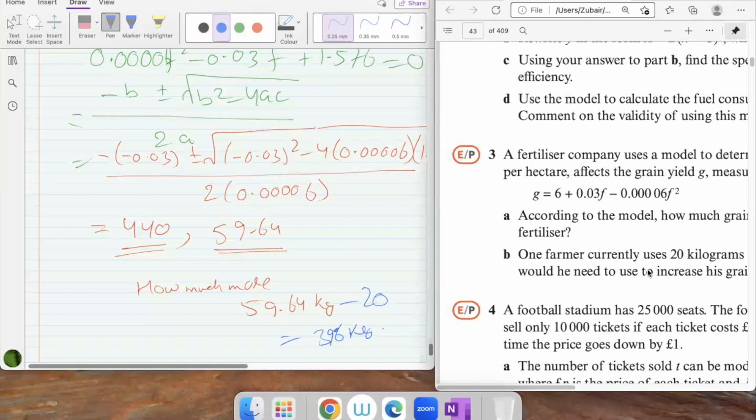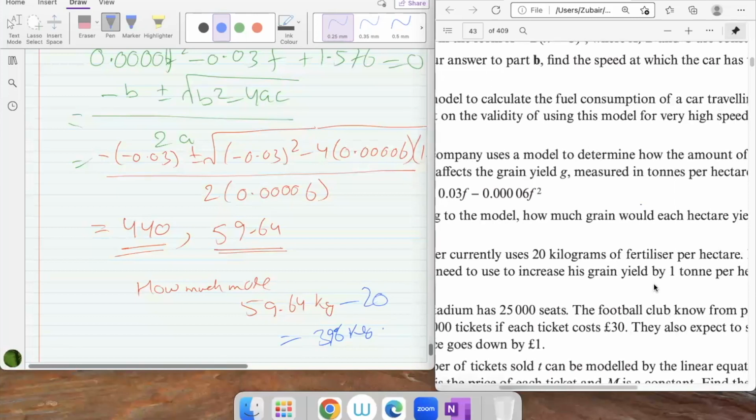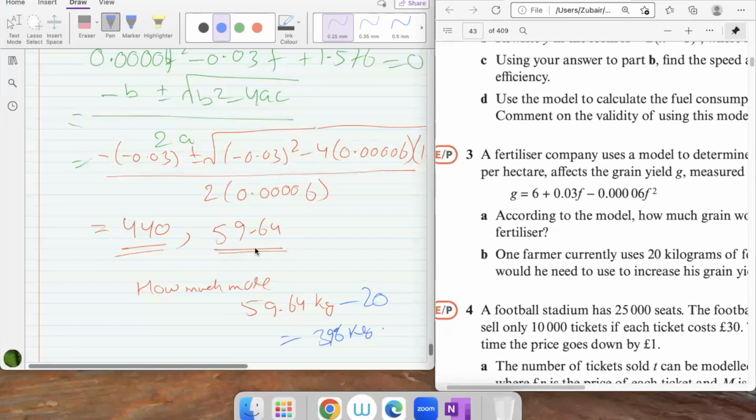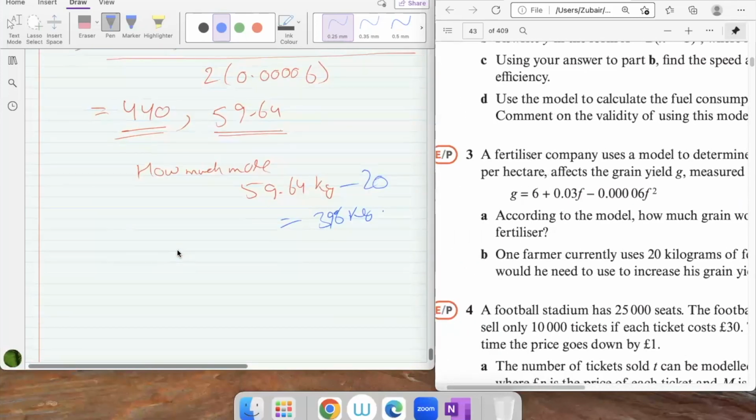Yes, Mohammed? About the first value, 440, what do we do with that? Or do we simply ignore that value?